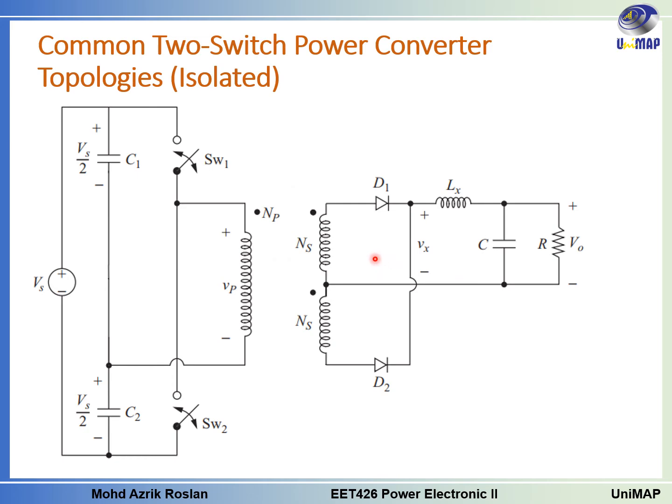The next one is the half bridge converter. This is also an isolated converter. It has the input side and the output side, and it has two switches like the push-pull converter, but we also have capacitors here to divide the input voltage into two equal voltages. So we have an equal amount of capacitance here, C1 and C2.